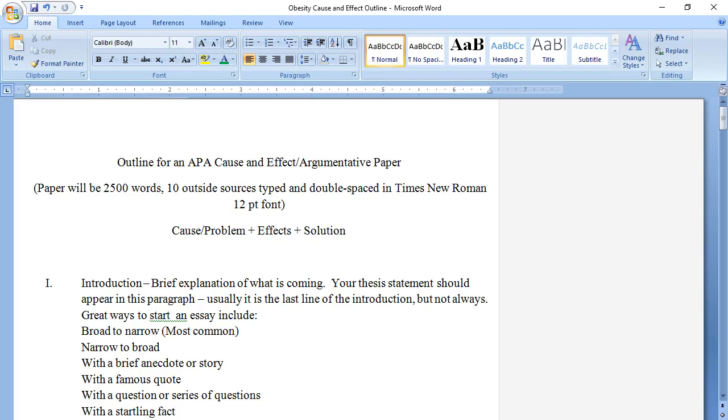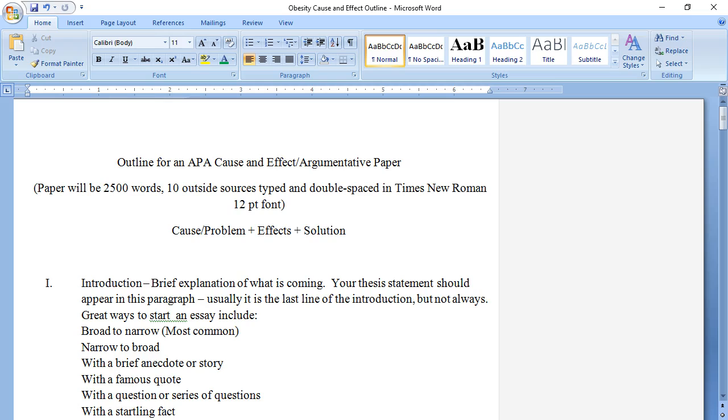Hi everyone. Today I want to talk to you about the APA style, and what I've done here is I've created an outline for a possible cause and effect essay on obesity. We have here all kinds of scenarios. I'm including source information that you're welcome to use. You will need 10 sources altogether for this APA assignment.